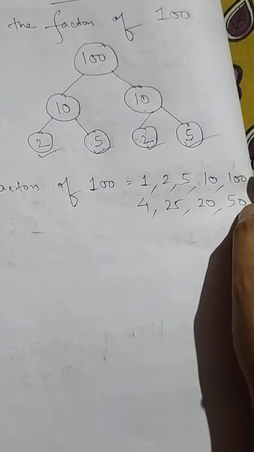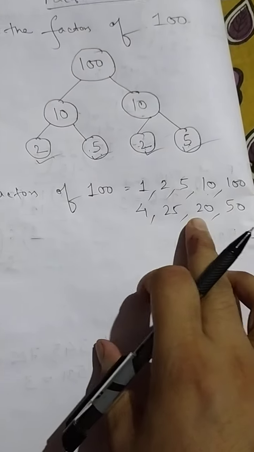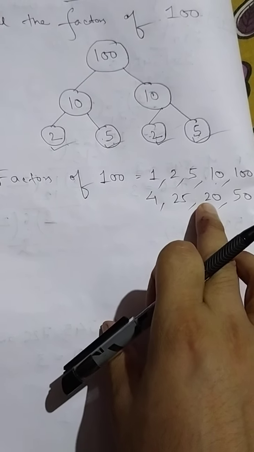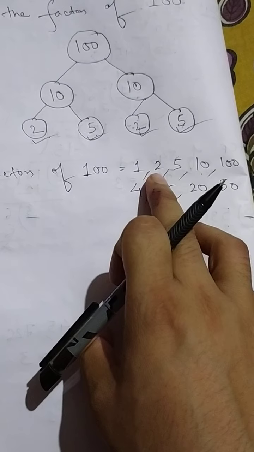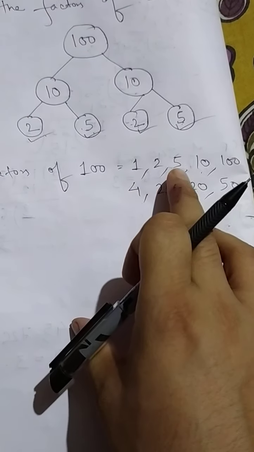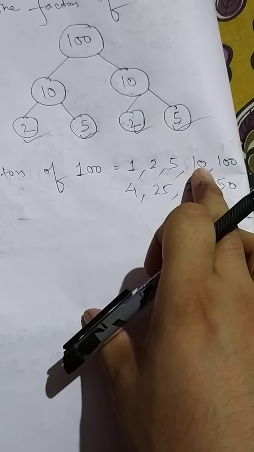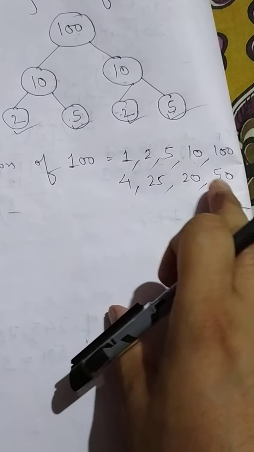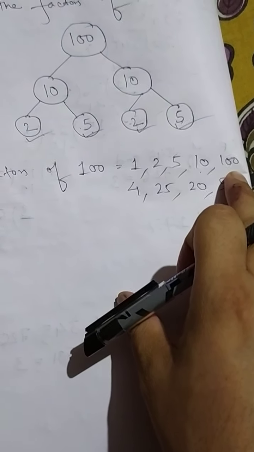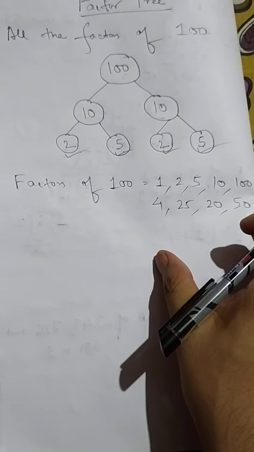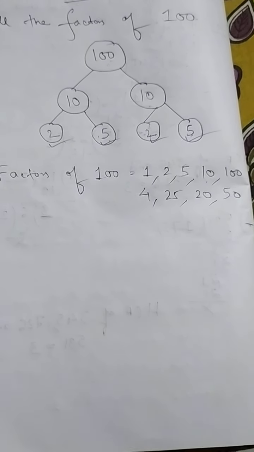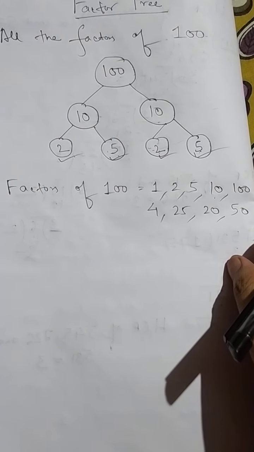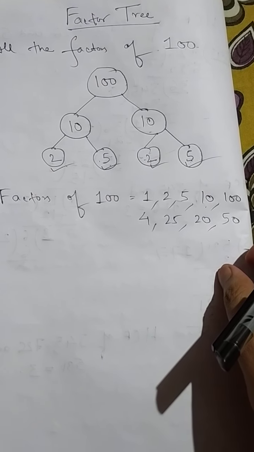So these are the factors of 100: 1, 2, 4, 5, 10, 20, 25, 50, 100. Okay, so in this way you find out all the factors of 100. This is just one example to clear your doubts.